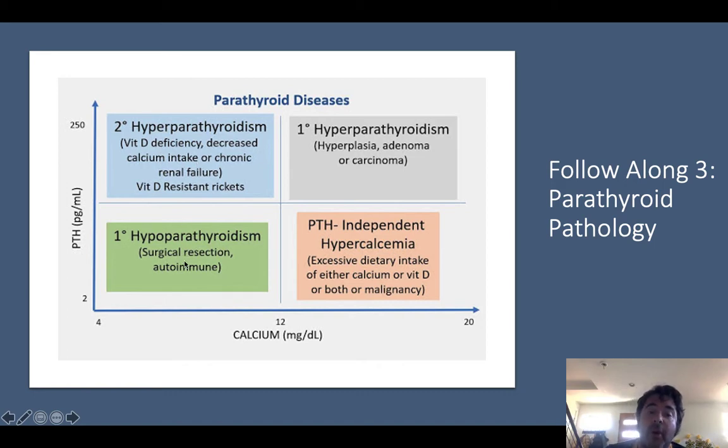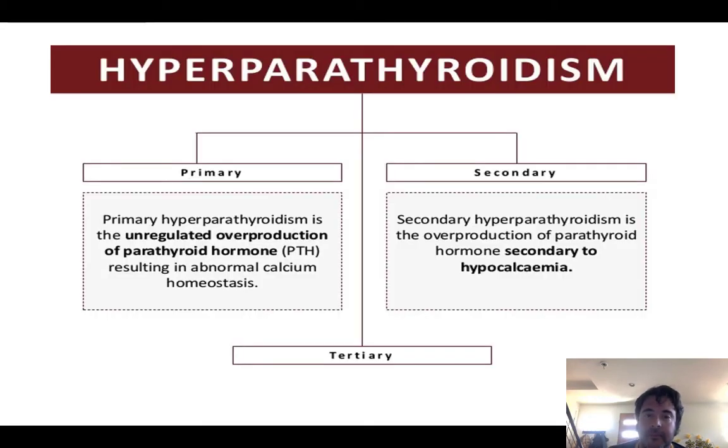Then you get hypoparathyroidism. Surgical resection just means the removal of the parathyroid gland, maybe in a thyroidectomy if the cancer metastasizes there. Autoimmune conditions can destroy it. So let's look at these pathologies and figure out if we can identify whether it's primary or secondary hyperparathyroidism, or hypoparathyroidism. And let's see if we can figure out the signs and symptoms and why they manifest that way.